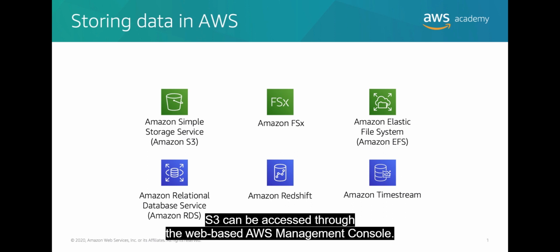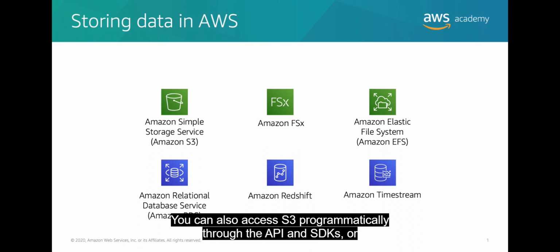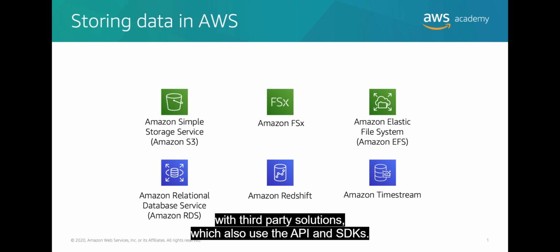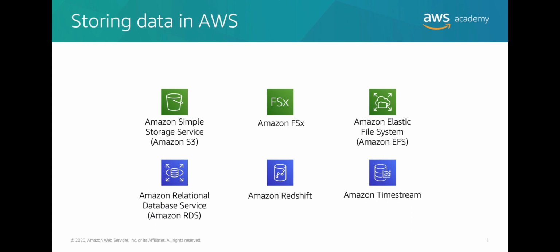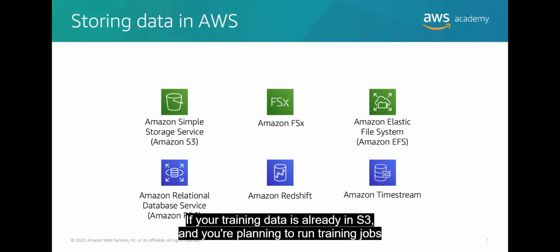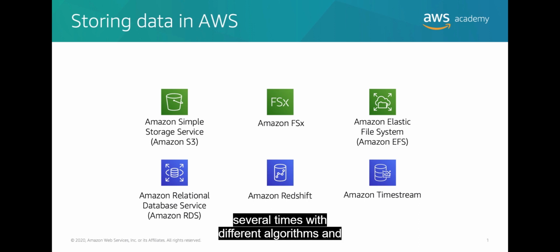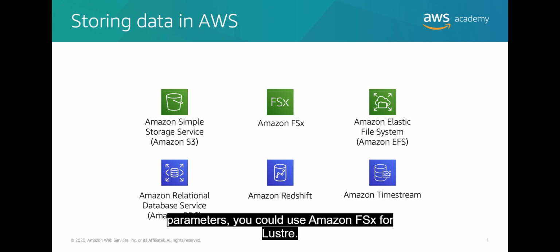S3 can be accessed through the web-based AWS Management Console. You can also access S3 programmatically through the API and SDKs, or with third-party solutions, which also use the API and SDKs. If your training data is already in S3, and you're planning to run training jobs several times with different algorithms and parameters, you could use Amazon FSx for Lustre.